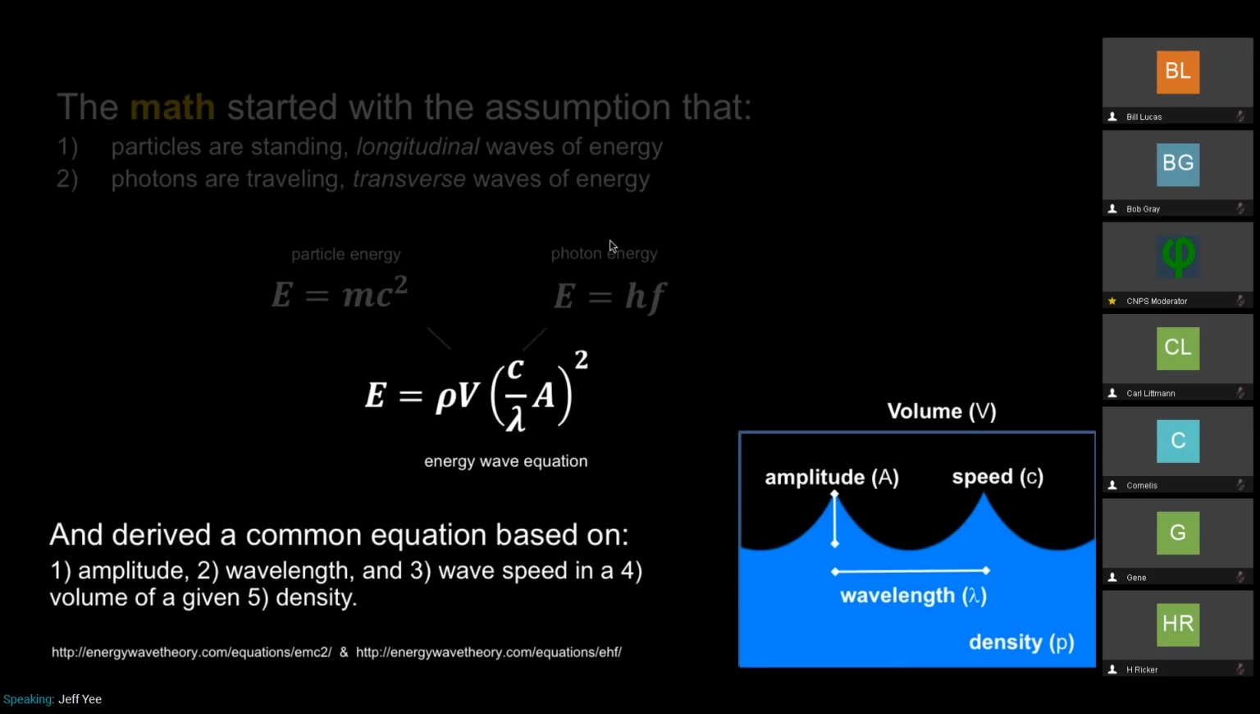So in that energy equation you see there, rho or P is density, V is volume, C is the speed of light, lambda is wavelength, and A is amplitude. And I put a little box there on the right, but essentially for any chosen volume, you can measure the energy with four parameters: amplitude, speed, wavelength of a wave in a known density. So I started with that.